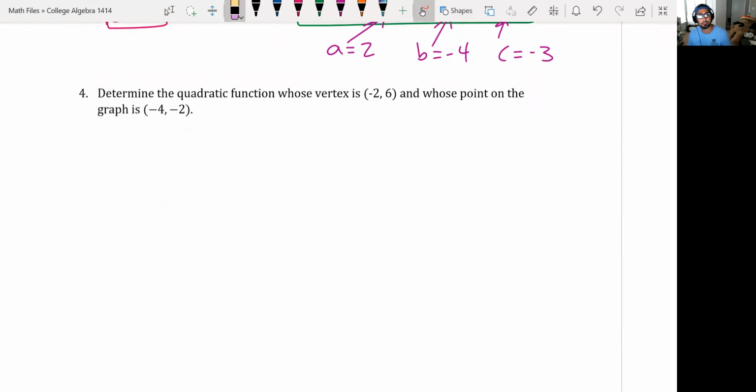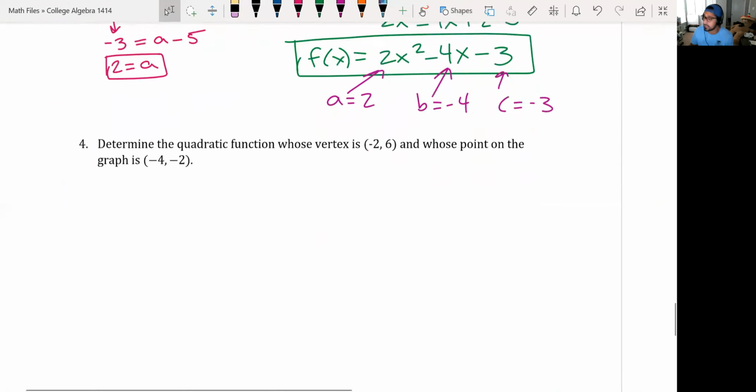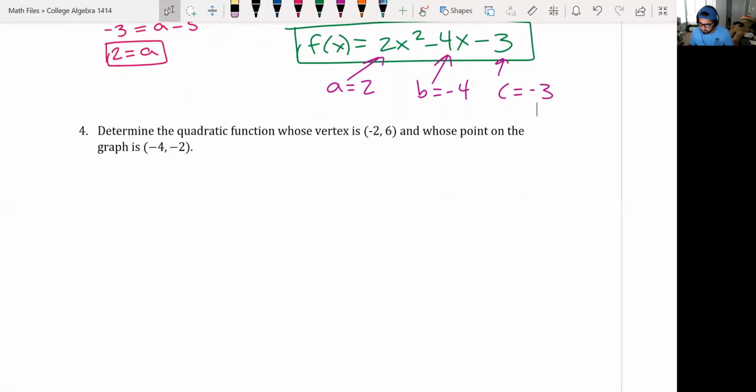Last one. Determine the quadratic function whose vertex is (-2, 6) and whose point on the graph is (-4, -2). This is no different than what we just did above, but we don't have to label a, b, and c at the end. We would just have to finish by boxing our answer like I did above. That's all it wants. Same exact process.